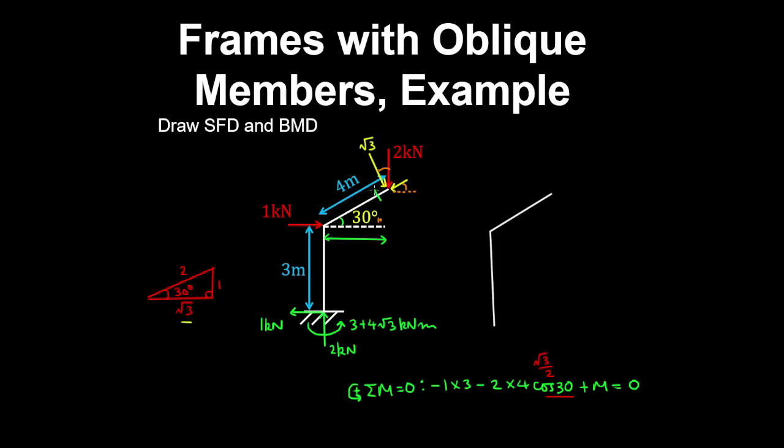And now if we cut the beam as follows, the shear force is root 3 and constant along that beam. And at the bottom we have a horizontal reaction. So if we cut the column as follows, the shear force is 1 kilonewton and constant in that column.